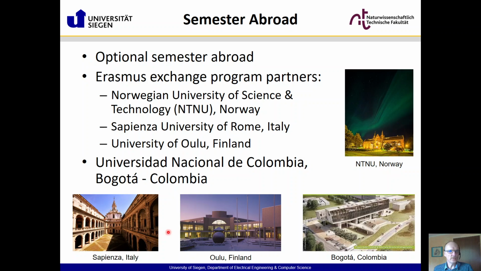There is an option for a semester abroad, so we have established Erasmus exchange programs with the Norwegian University of Science and Technology, the leading technical university in Norway, with the Sapienza University in Rome, and with the University of Oulu in Finland. Moreover, there is the opportunity to have a semester at the Universidad Nacional de Colombia in Bogota.